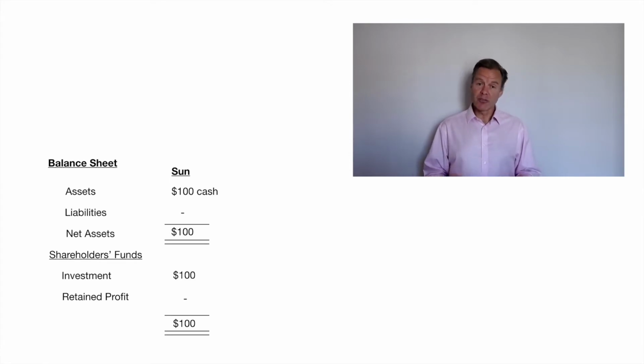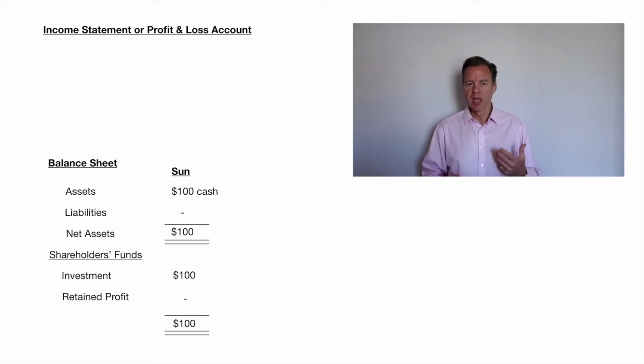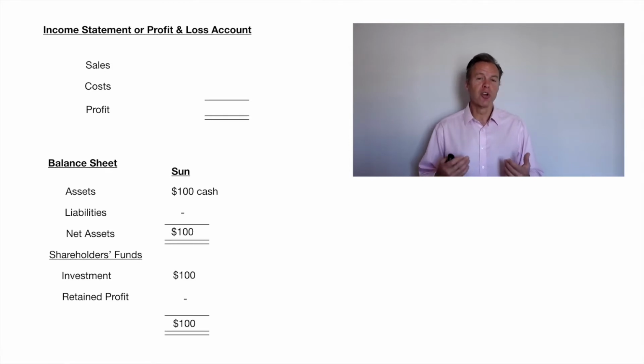If the balance sheet is a snapshot in time and shows our assets and our liabilities at a particular point in time, then the income statement, or the profit and loss account, is our trading account. This is where we show our sales and our costs. And if the sales are greater than the costs, we'll make this thing called a profit.